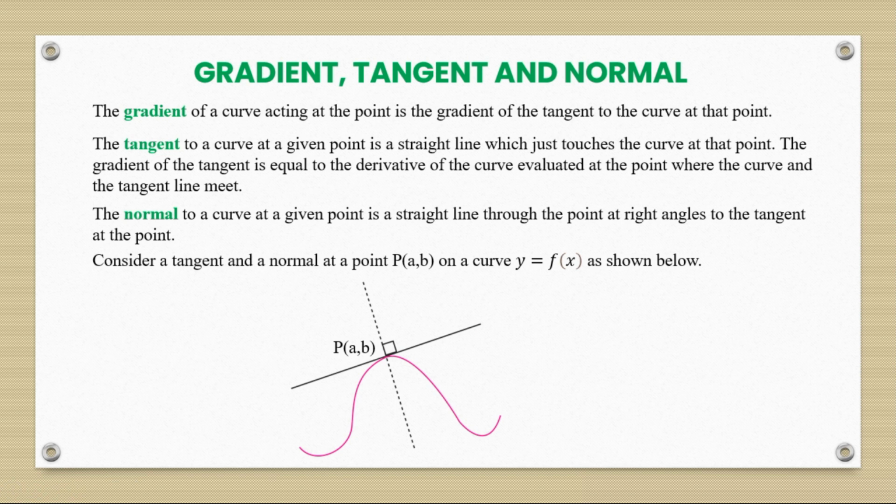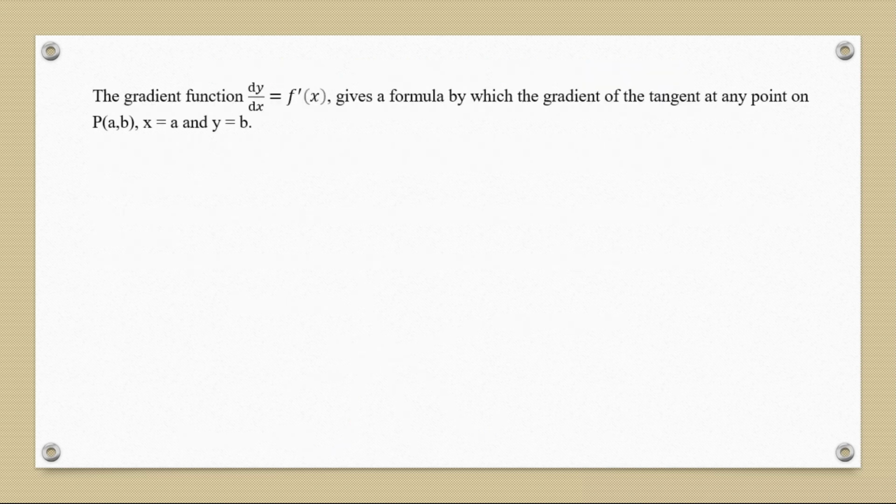So P(a, b) is the point where the curve and the line meet, where everything meets. The tangent at point P is this line here, the curve is y = f(x), and the normal at P is the dotted line. The gradient function dy/dx = f'(x) gives the formula by which the gradient of the tangent is found at any point P(a, b), where x = a and y = b.